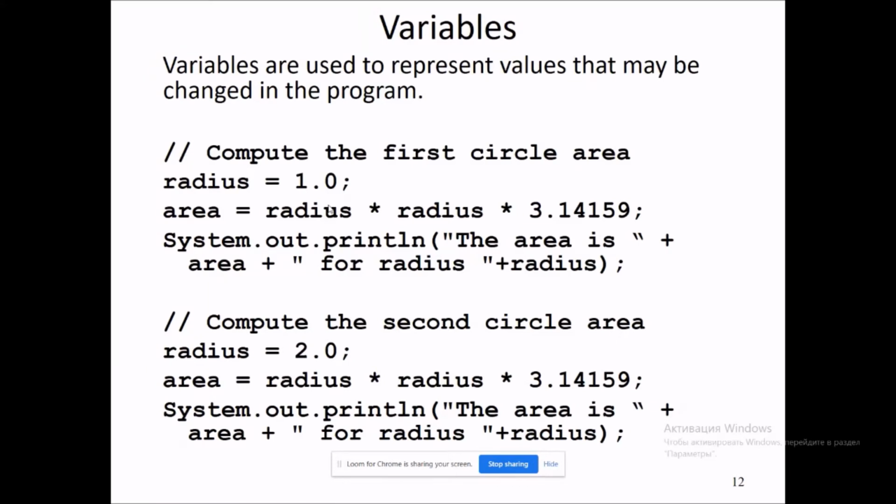Now, next term is variables. Variables are used to represent values that may be changed in the program. It means that, for example, if we assigned radius as 1, for the second circle, we can assign it as a 2. It means that this variable's value can be changed in the future.